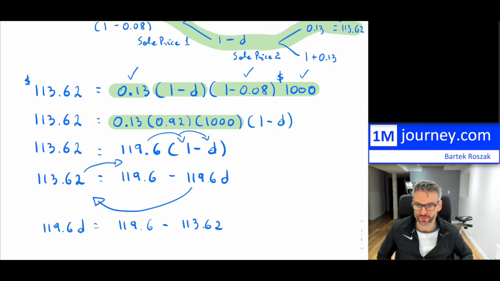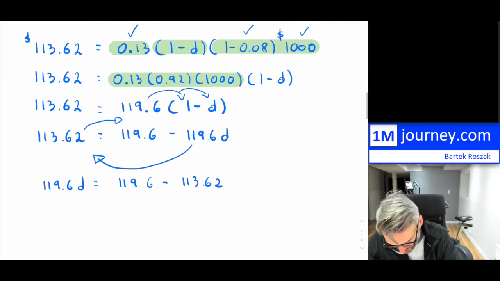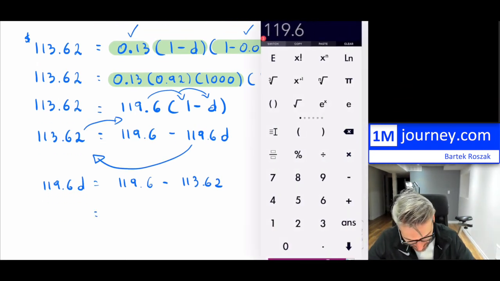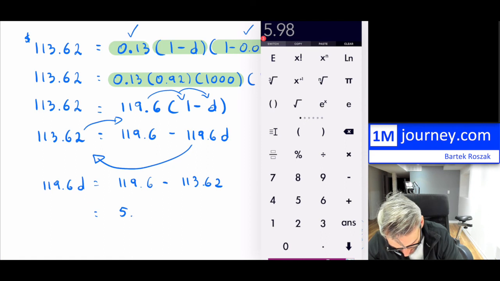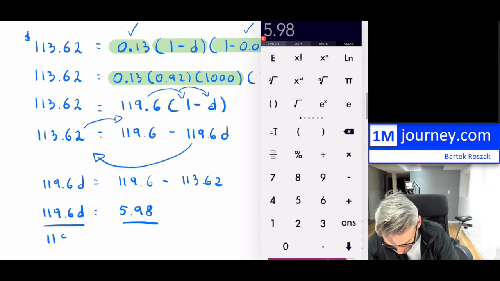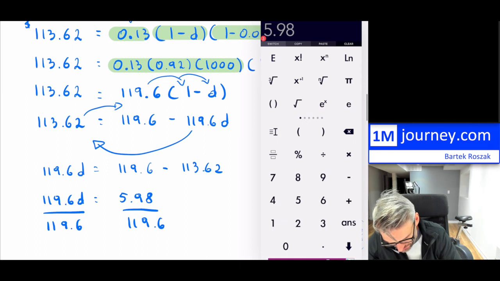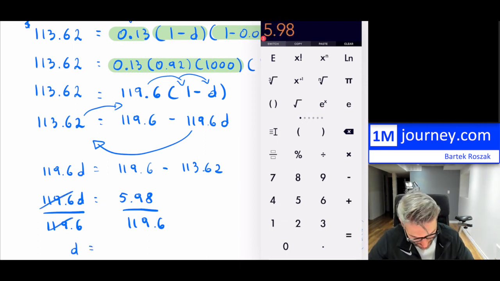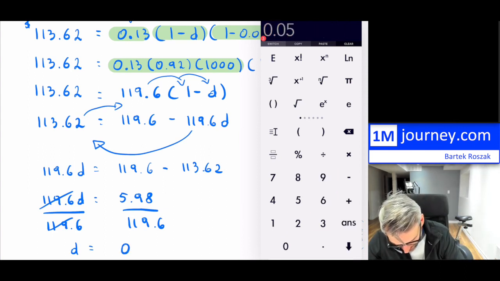So I have that. And now, from here, I can go ahead and solve. Now, what is this? 119.6 minus 113.62 is going to be 5.98. Now dividing both sides by 119.6, so that's gone. Now D is equal to this answer divided by 119.6, and so I'll get that.